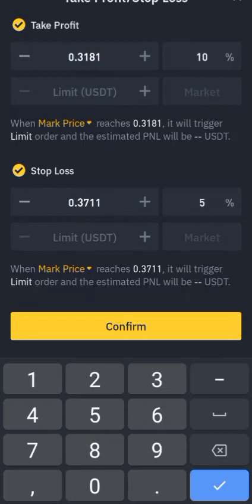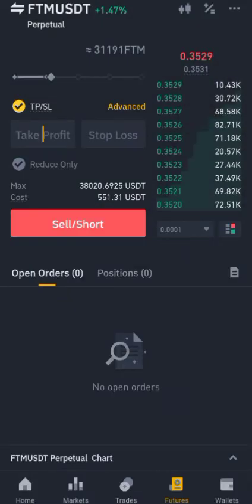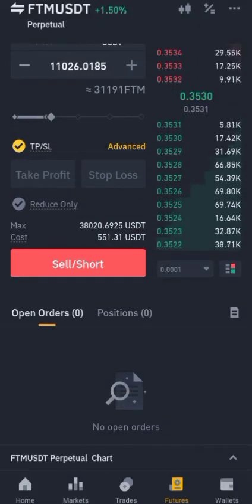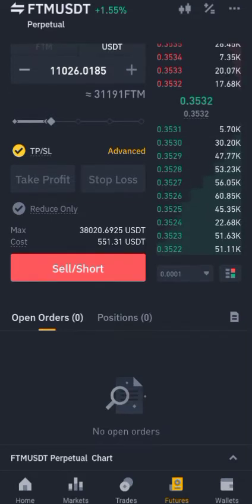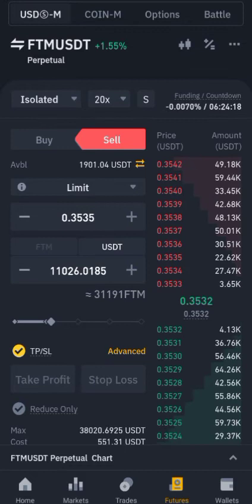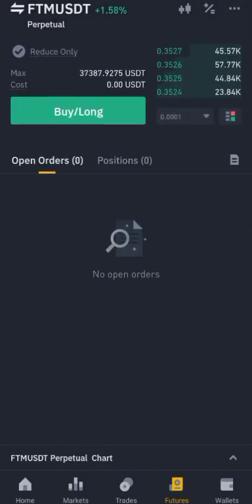You can use limits. To limit simply means the price at which you are setting. You are manually setting the price, not what the current market price is. And then of course you confirm. Once you confirm, that is automatically set, and then if it's a short, you click on sell. If it is a long, you click on buy.